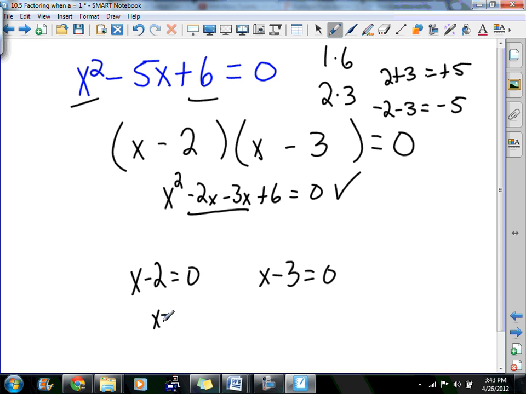And I get x equals 2 and x equals 3. Okay, and I do that by adding 2 to both sides here and adding 3 to both sides here. Alrighty.